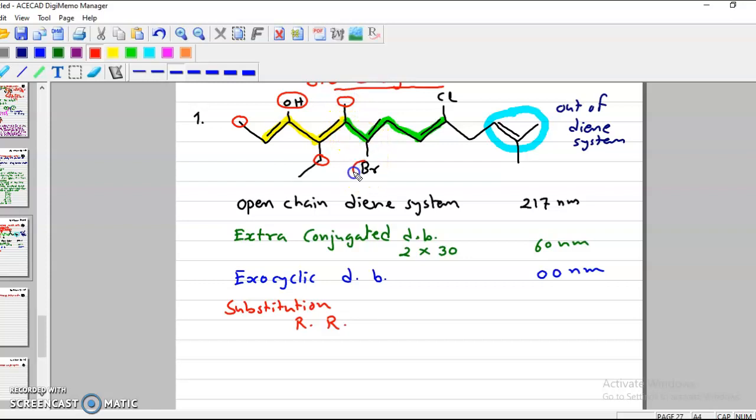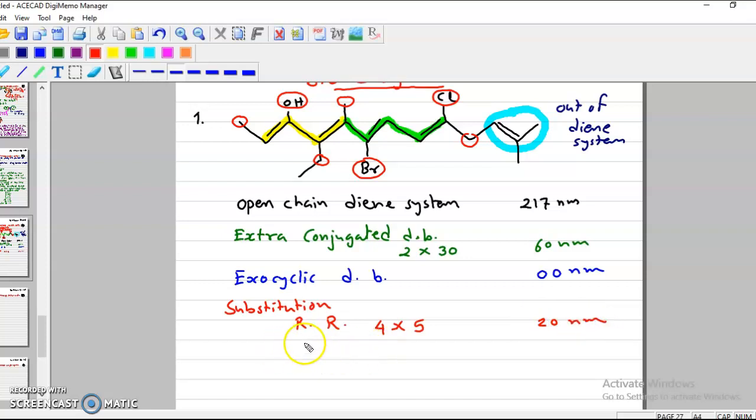Then here we have bromine as substituent. Next to this carbon has nothing because those carbons attached to this carbon are in the system, so we will not consider anything here. Next again nothing. Then we have chlorine over here. So except functional groups, we have 4 alkyl groups attached to this. So there are 4 ring residues. For each one we will add 5 nanometer. So we have to add 20 nanometer for alkyl substitution.